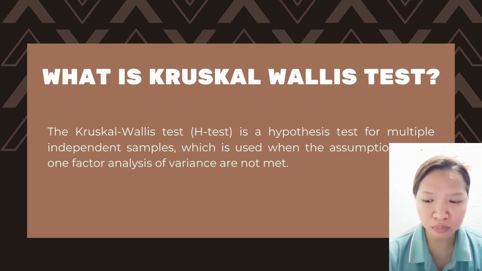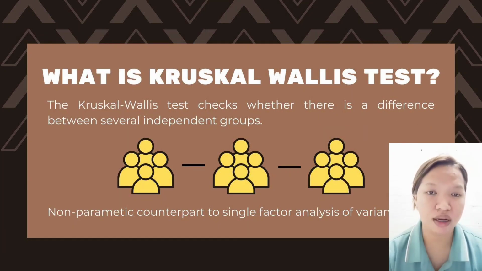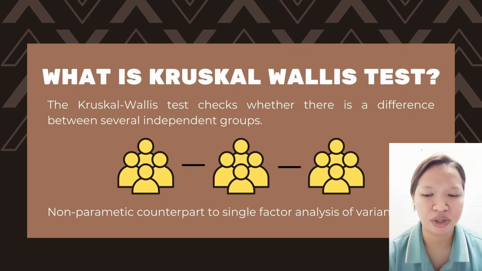The Kruskal Wallis test or H test is a hypothesis test for multiple independent samples, which is used when the assumptions for a one-factor analysis of variance are not met. So, yung meaning, marami siyang sample pero independent sila or hindi nila kailangan ng ibang characteristics para makuha na ng frequency. So, ginagamit ito sa pag-a-assume ng isang factor na hindi nakakapag-comply sa kailangan sa variance analysis.